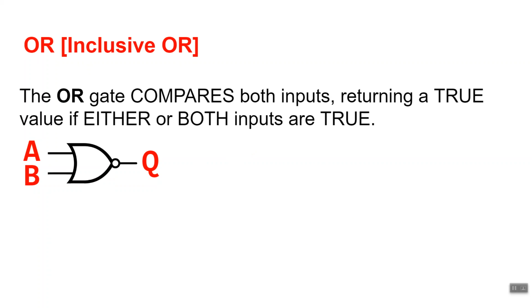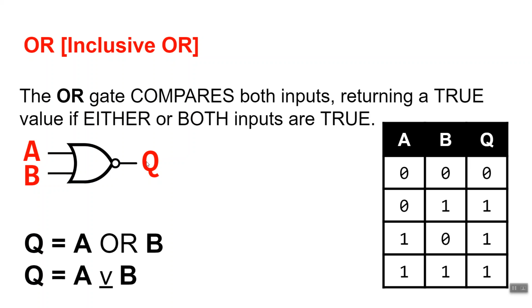OR compares both of the inputs. Again, there are two inputs, and it returns a true value if either or both of the inputs are true. So as long as there is one true value between these two inputs, you will get a true value as an output. So Q equals A or B, and here's the symbol for OR. In fact, you don't need to have that little underlining under it. You can just have it as a V shape, A or B.